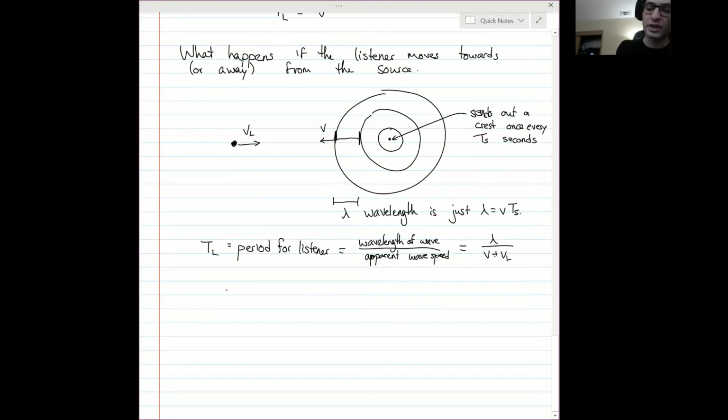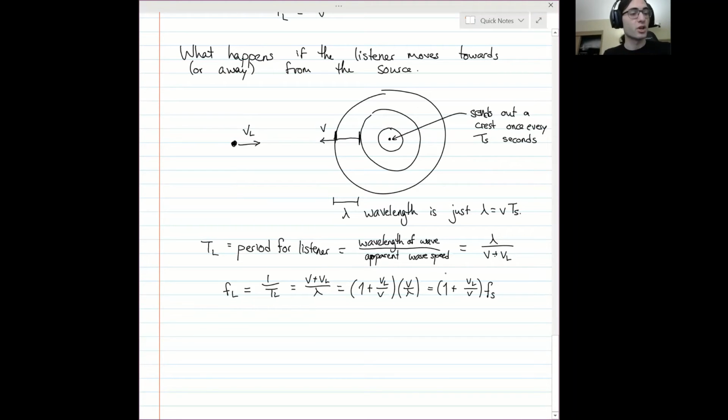So what is the frequency that the listener observes? Frequency is just 1 divided by period, which is just v plus VL divided by lambda. And we can rewrite that as 1 plus VL over V times V over lambda. Now V over lambda is just the frequency that the source emits, right? So this is 1 plus VL over V times the frequency of the source.